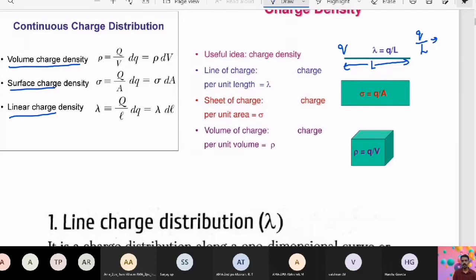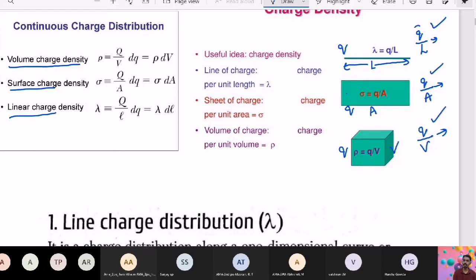That is called charge density. In the same way, in the second case, the charge Q is distributed over an area A, so charge by area we can define as one more quantity. Here a charge Q is distributed over a volume V, so I can define charge by volume. The first one is called charge per unit length, this is charge per unit area, and this is charge per unit volume.